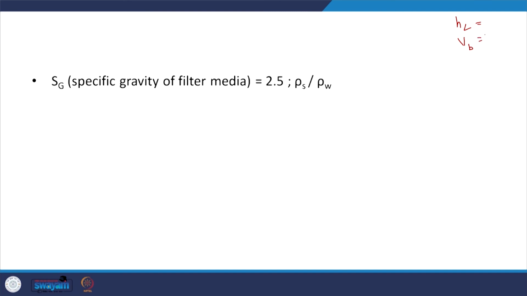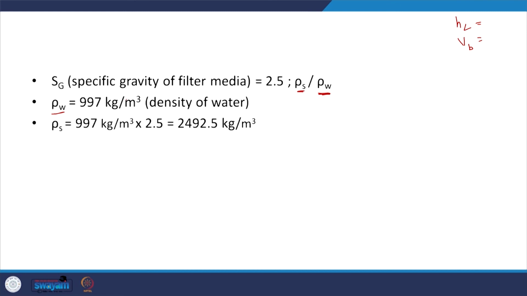Now, let us move on to the other aspects. We were asked to calculate head loss and the backwash velocity. Let us see how to go about it. So, specific gravity is given, density of water. Specific gravity is more or less the density with respect to a reference. The reference is water. The density of water is given. So, the density of the relevant media or the solid particle can be calculated, let us say, right.